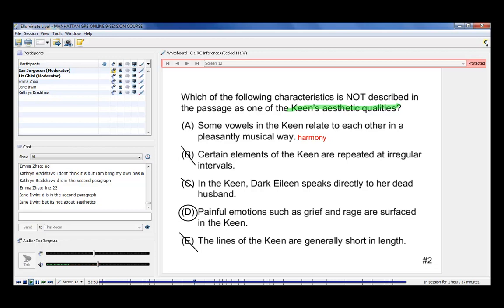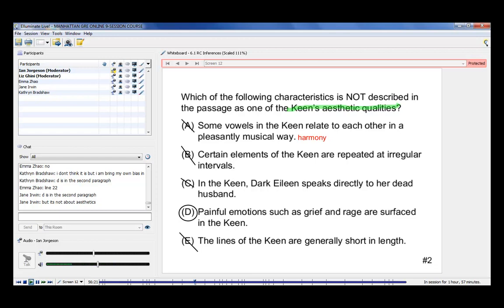Harmony means going together well in music, right? Working together well, especially musically. So A is in there. Harmony, vowel harmony is really the same as vowels relate to each other pleasantly. It's a little bit of a stretch, but it's not that much of a stretch.